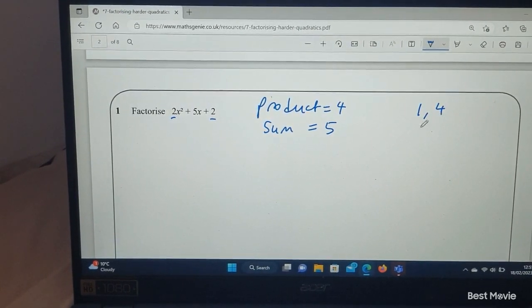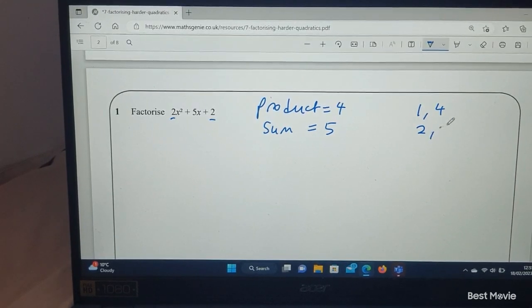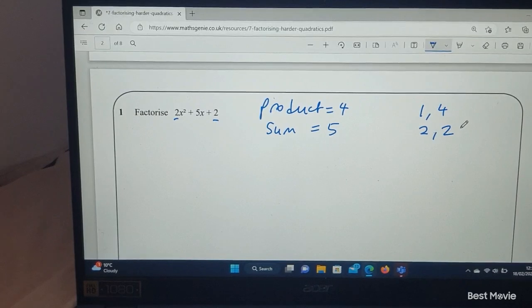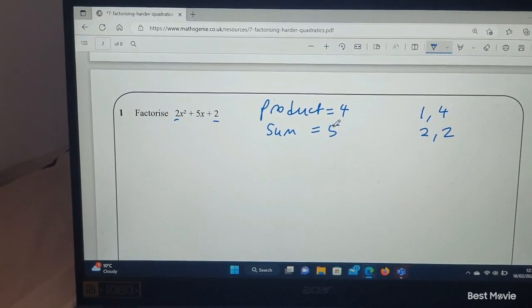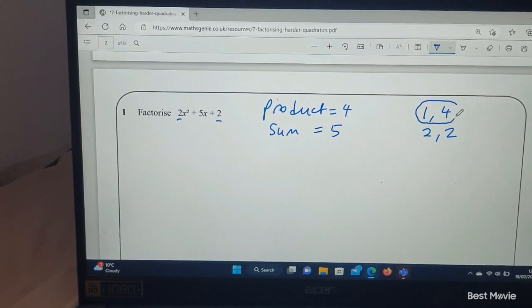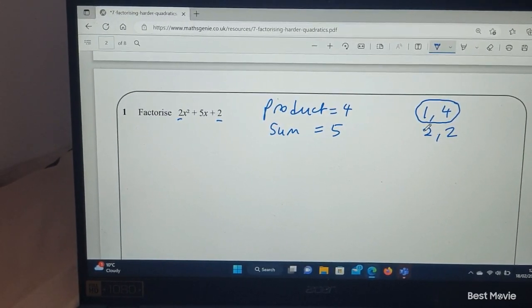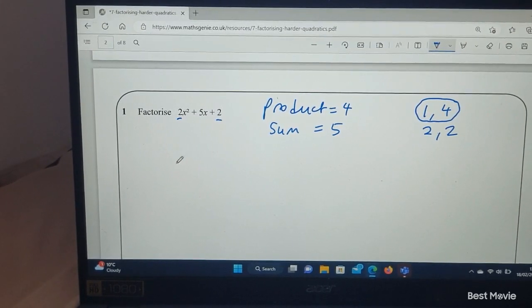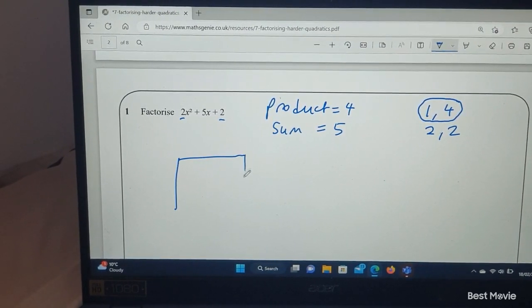So 1 times 4 is 4, 2 times 2 is 4, and then choose any pair that will add to get 5. So 1 add 4 is 5, so I definitely want the 1 and 4. Check for 2 and 2. 2 plus 2 is not 5, so I definitely don't want this one. So I want 1 and 4. So you create a grid.